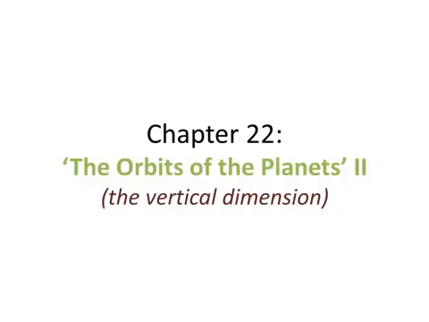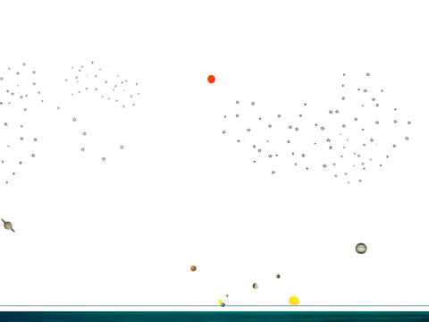Chapter 22, The Orbits of the Planets, Part 2, The Vertical Dimension. Reminding ourselves here of looking at the universe, if you like, from the side, the vertical dimension with the Earth, the solar system there, the various stars including the 7 sages, or the Big Dipper, and the red dot there representing the transcendental pole star.